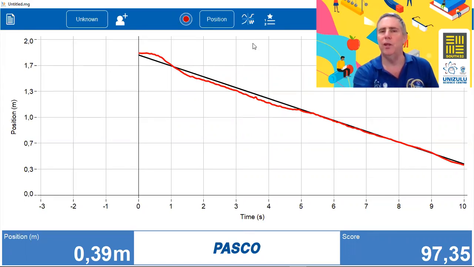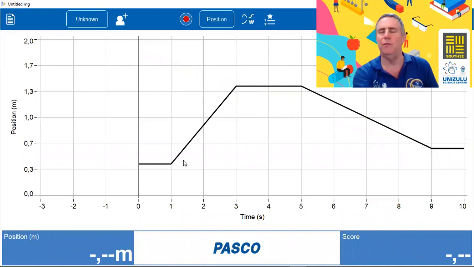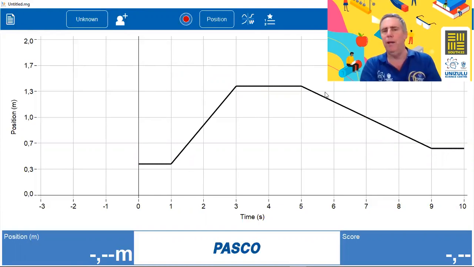Let's try something a little bit more challenging. So here's a graph which actually has 5 separate parts in it. And I'd like you just to think a little bit what those different parts represent. If you were in my place, and if you were trying to walk to match this graph, what should you be doing at each of those times? Perhaps the teacher would like to pause the video here and talk about what each part of the graph represents before we try it.